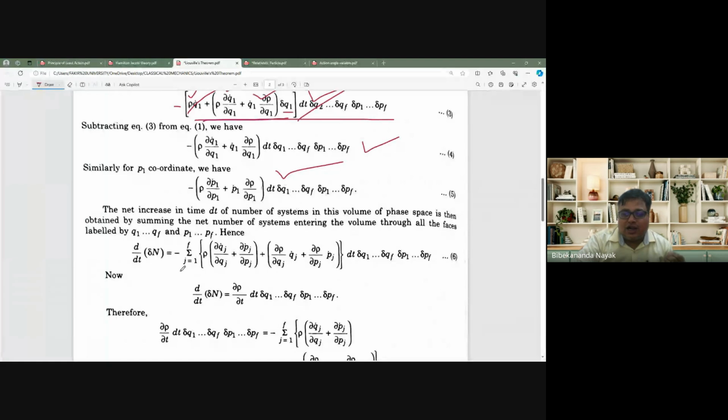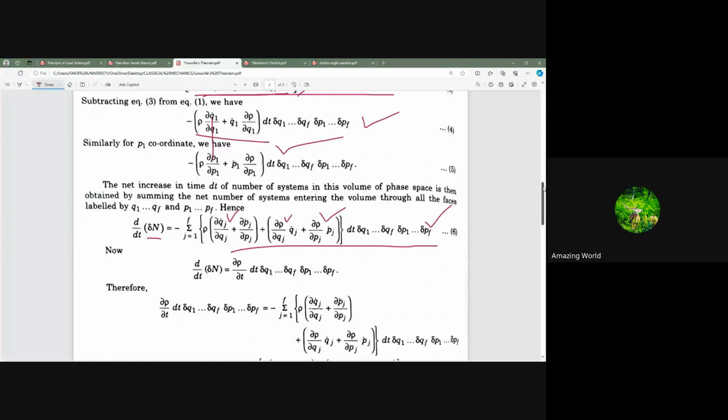So finally this is the addition, which is the delta n number of phase points, with a minus sign taken here, j equal to 1 to f. If you add these two, taking rho common: del q1 dot by del q1 plus del p1 dot by del p1, and again q1 dot del rho by del q1 plus p1 dot del rho by del p1. This means j. I take the dummy variable j, so sum over j equal to 1 to f, and this is the equation. Isn't it? Equation 6.